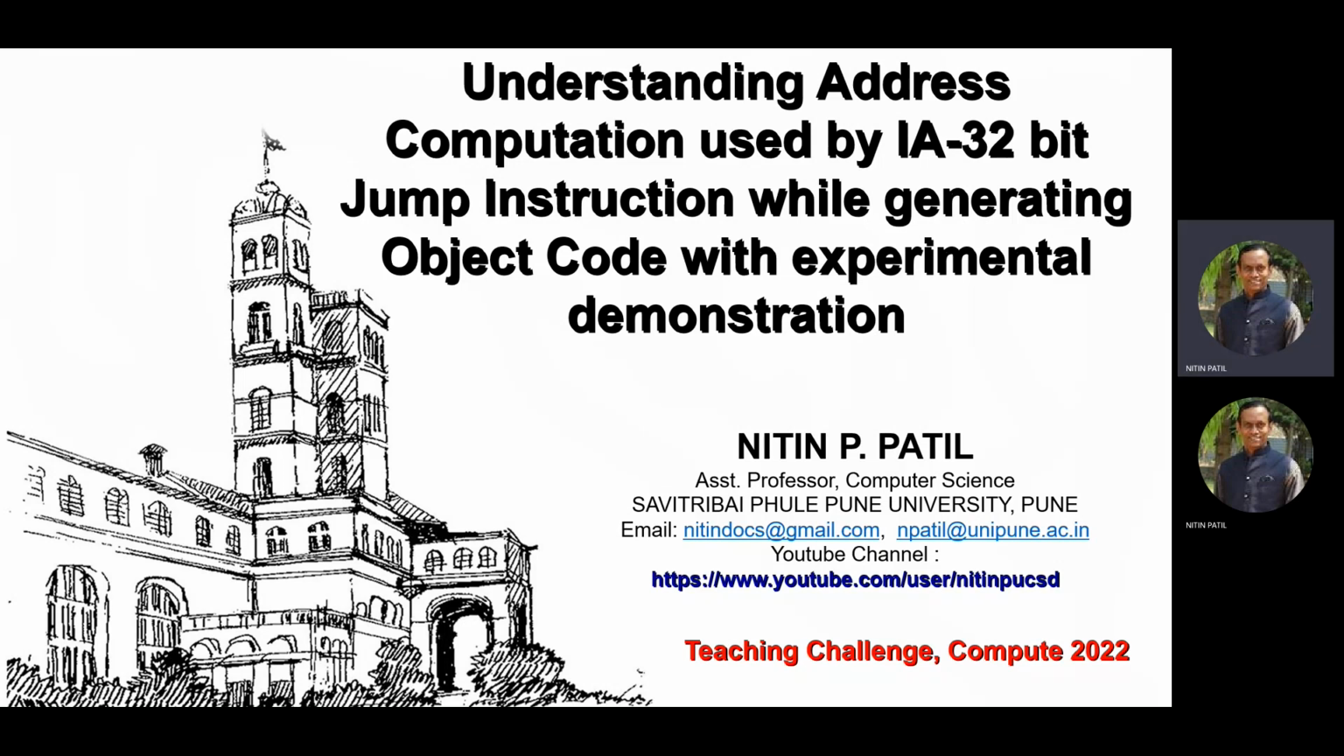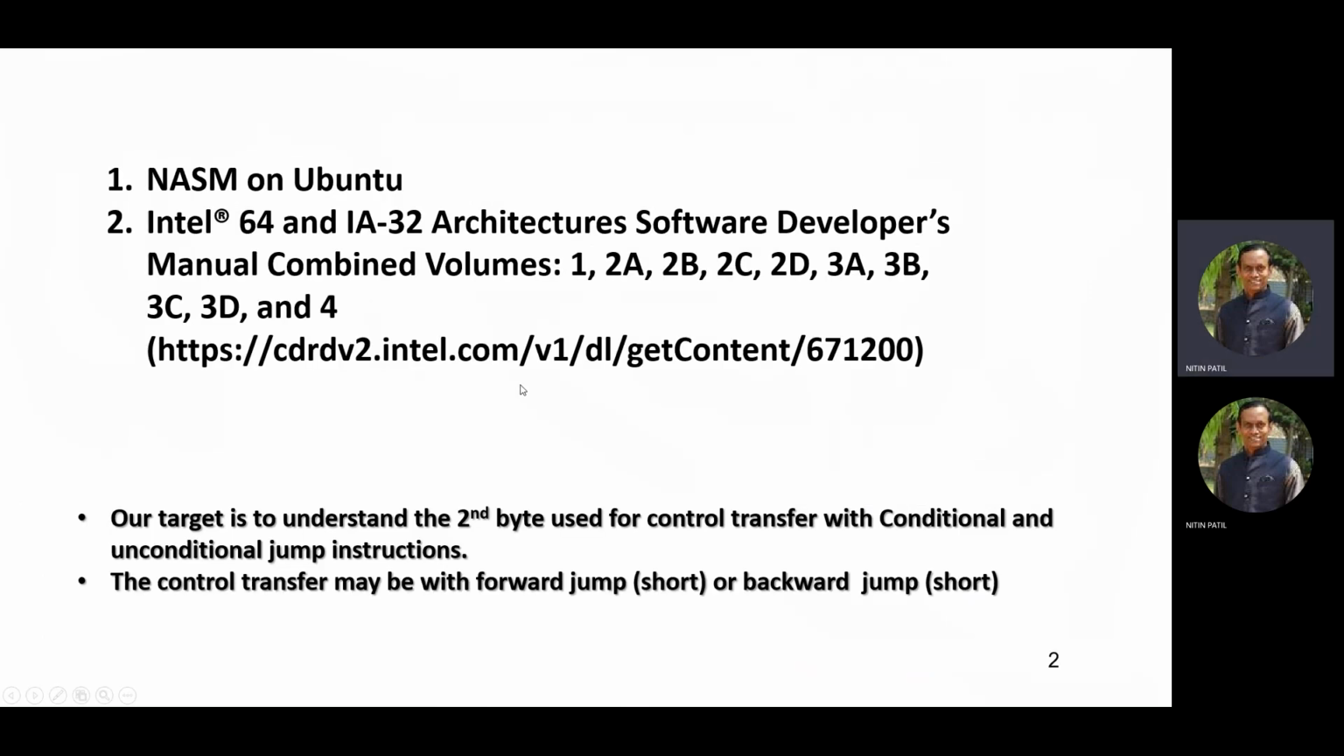In this video, we'll be talking about understanding the address computation used by the IA32-bit jump instruction while generating the object code. I am going to demonstrate this through practical scenarios that I'm going to create in front of you. As a part of this demonstration, I would be using the NASM assembler on the Ubuntu operating system. Along with this, I'm referring to the Intel manual, which would be a good helping hand for us.